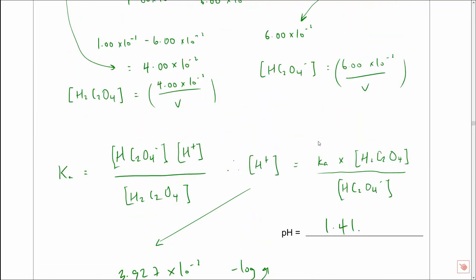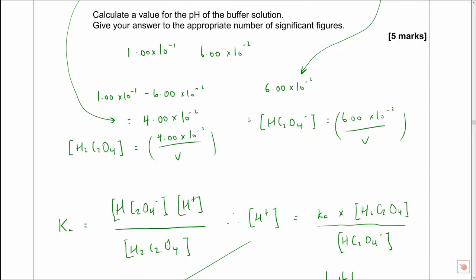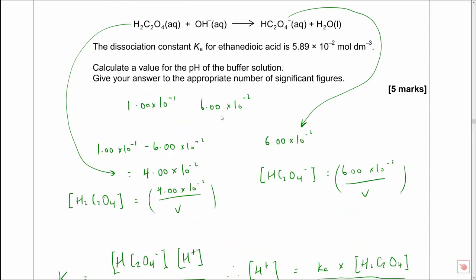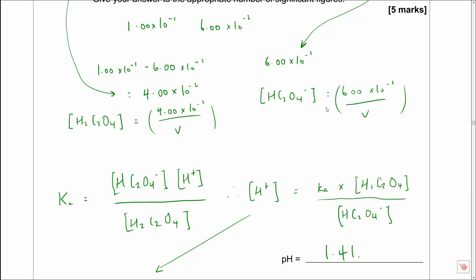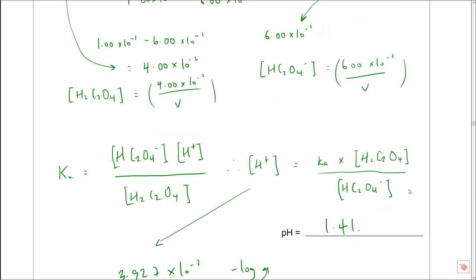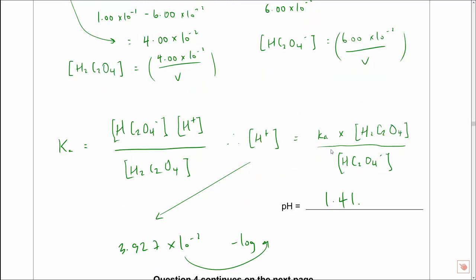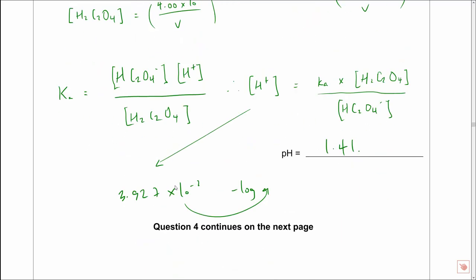Okay, I'll just share that whole thing again. There you go. So I've worked out our moles: what was initially there, what's reacted. So our moles of our acid and of its constituent ion. Worked out our concentrations, which we can't do because there is no V value, but that will cancel when we put it into here. Boom, boom, boom. Times by our Ka value, bish bash bosh, get our hydrogen ion concentration, and then pHify it.